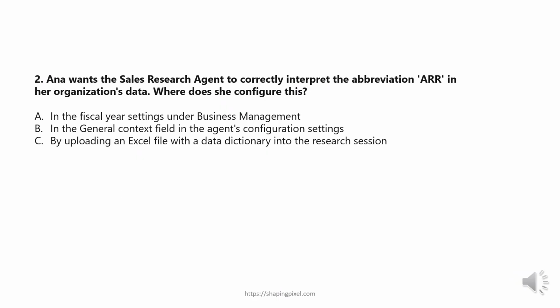Anna wants the sales research agent to correctly interpret the abbreviation ARR in her organization's data. Where does she configure this? A, in the fiscal year settings under Business Management. B, in the General Context field in the agent's configuration settings. C, by uploading an Excel file with a data dictionary into the research session. Correct answer is option B.